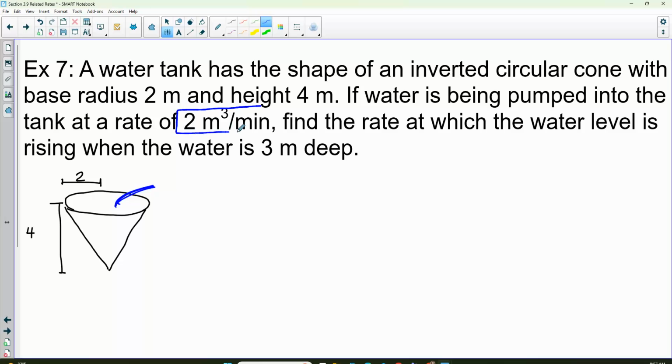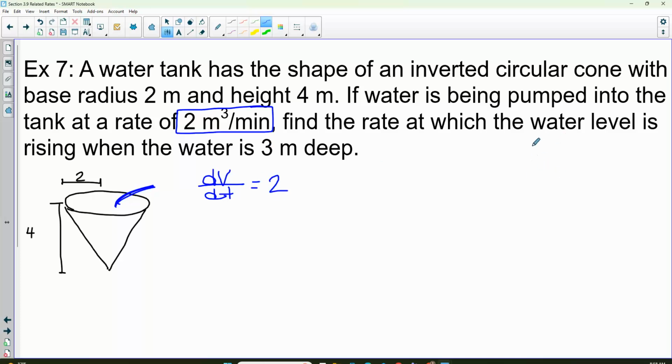What would that represent? It's a derivative. If it's cubic, do you know what that's representing? Anything cubed is your volume. Like squared is usually talking about area, cubed is usually talking about volume. So it's how the volume is changing. So dV/dt. It's being pumped in, so it's a positive 2. If it were leaking out, it would be negative 2.